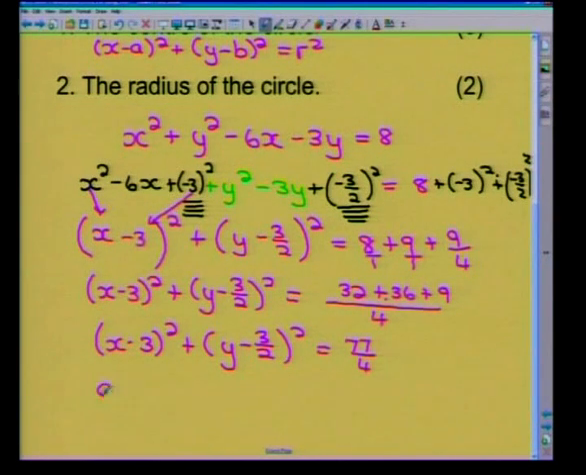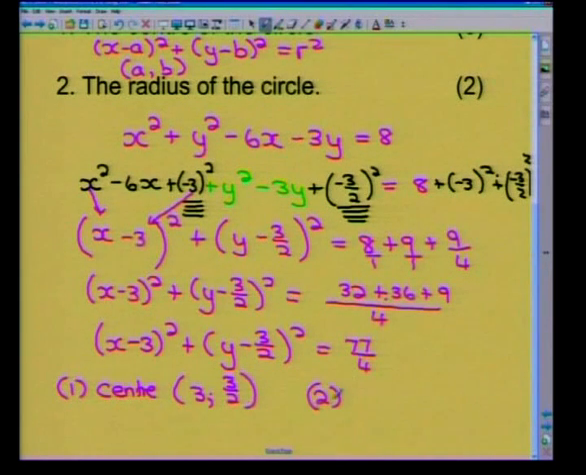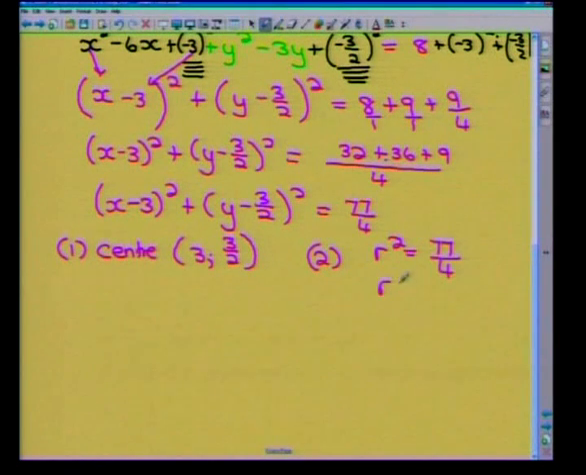So the center will be, remember how it worked? It was A, B. In other words, it had a different sign to what was written there. So this would be 3 over 2. And that would answer our first question. And our second question is the radius. Now remember, radius squared is 77 over 4, which means our radius is actually the root of 77 over 2.